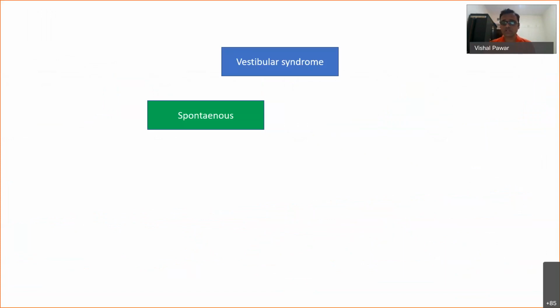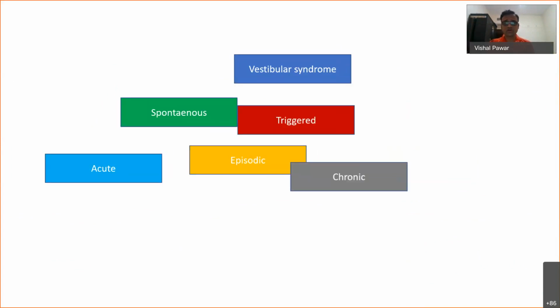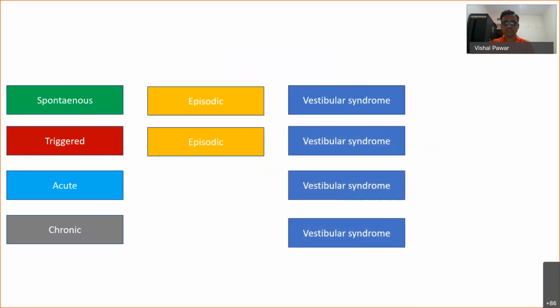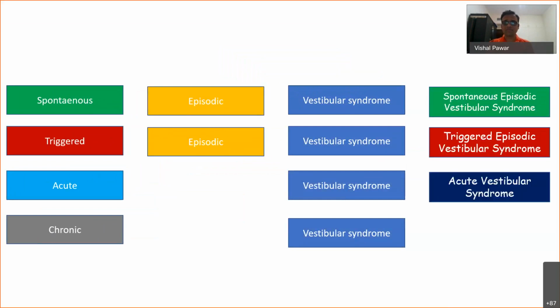The most important aspect of history taking is whether the attacks are spontaneous versus triggered. The second most important thing is whether it is of acute onset, whether it is episodic, and in between the two attacks, whether the patient is normal. And the third is whether it is chronic, going on a daily basis, most of the days in a month, for more than 3 months. So this leads to the formation of 4 syndromes: spontaneous episodic vestibular syndrome, triggered episodic vestibular syndrome, acute vestibular syndrome, and chronic vestibular syndrome.